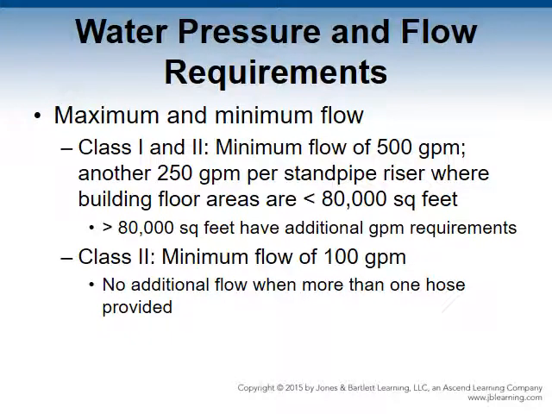Minimum and maximum flow requirements. Minimums, according to NFPA 14. Class 1 and Class 3 standpipe systems must have a minimum flow rate of 500 gallons per minute from the hydraulically most remote standpipe and another 250 gallons per minute per additional standpipe riser where the building floor area does not exceed 80,000 square feet per floor. For a building greater than 80,000 square feet per floor, 500 gallons per minute is required for the second standpipe and 250 for the third if there is no sprinkler system.